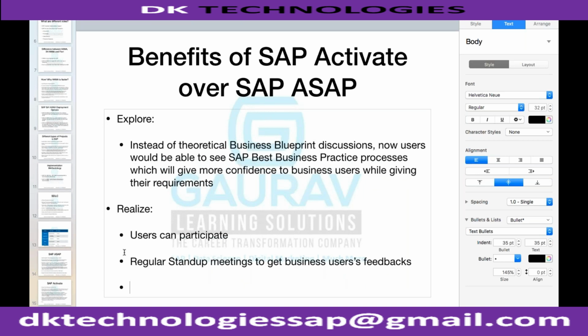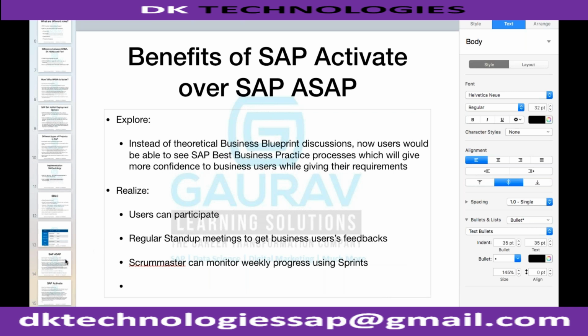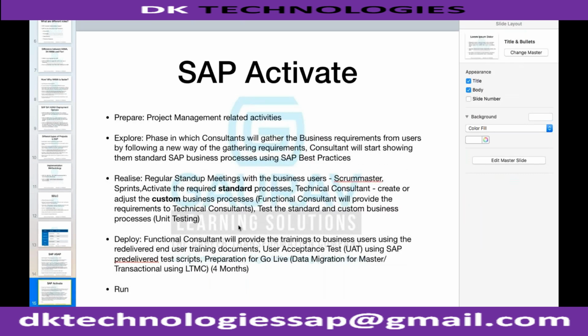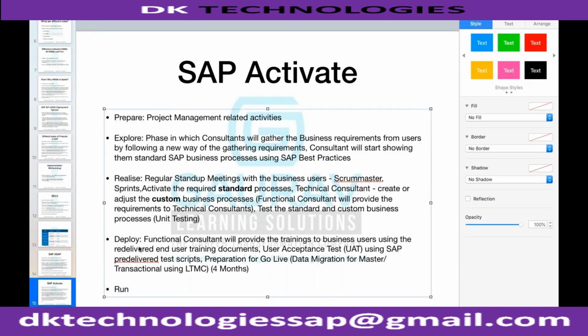What else? Number three is Scrum Master. Scrum Master can monitor weekly or bi-weekly, whatever is the cycle, weekly progress using sprints. Okay, this is the third benefit in the realization phase. Let's see if we missed anything. So Scrum Master, sprints, yeah, that is enough.